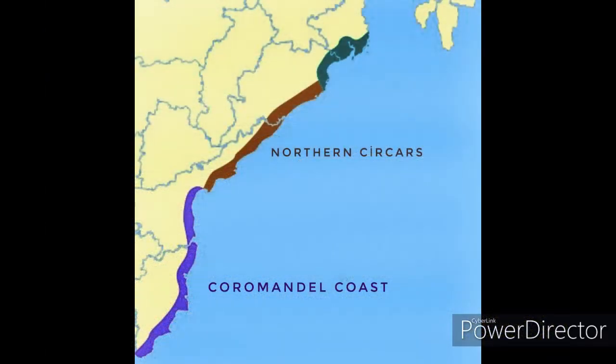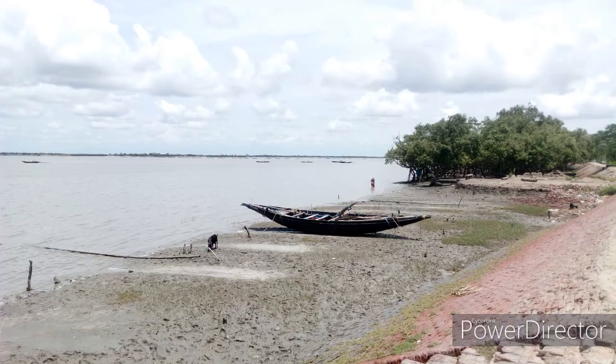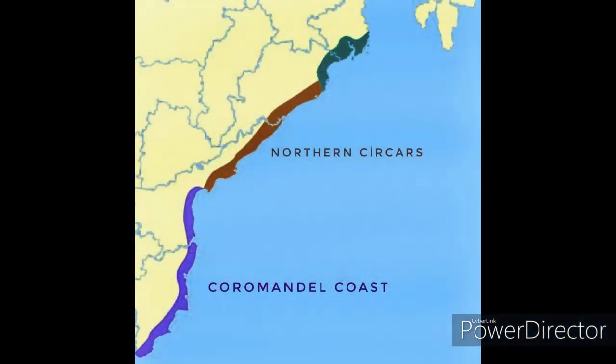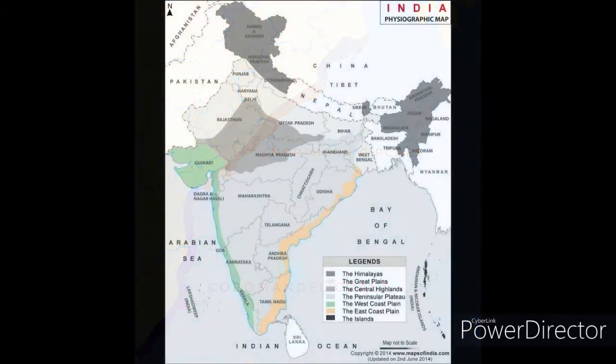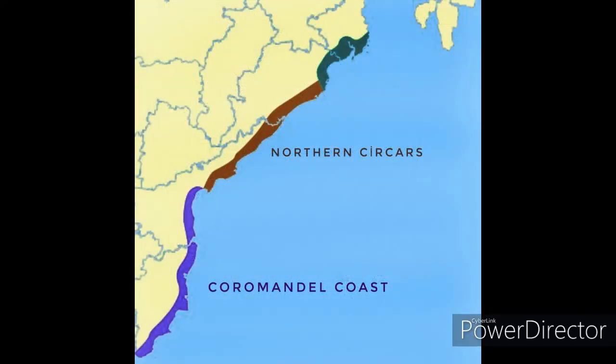The Eastern Coastal Plains. The eastern coastal plain begins from West Bengal in the north and stretches up to Kanyakumari in the south. It passes through the coastal areas of Odisha, Andhra Pradesh, and Tamil Nadu. It lies between the Eastern Ghats and the Bay of Bengal. The eastern coastal plain is wider than the western coastal plains. The northern part of the eastern coastal plain is called the Northern Sarkars, and the southern part is called the Coromandel Coast.